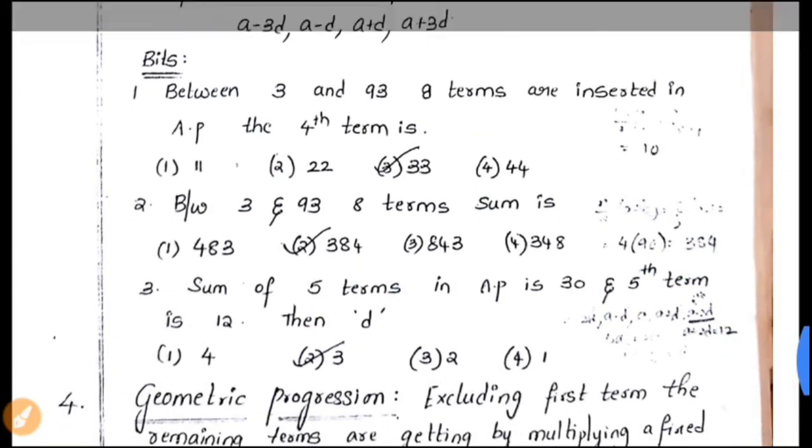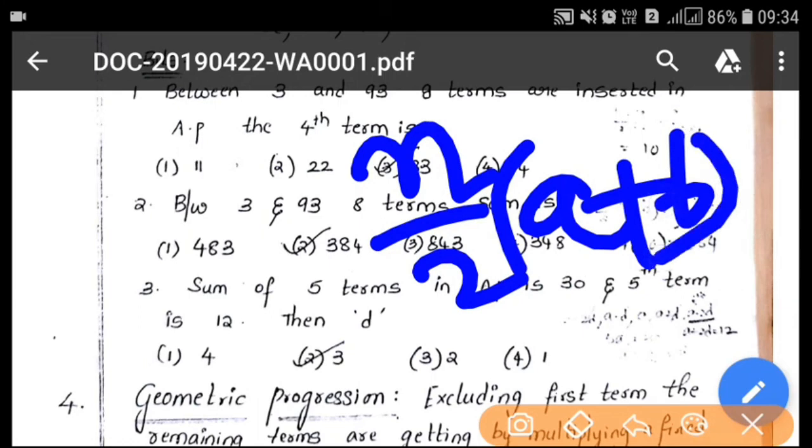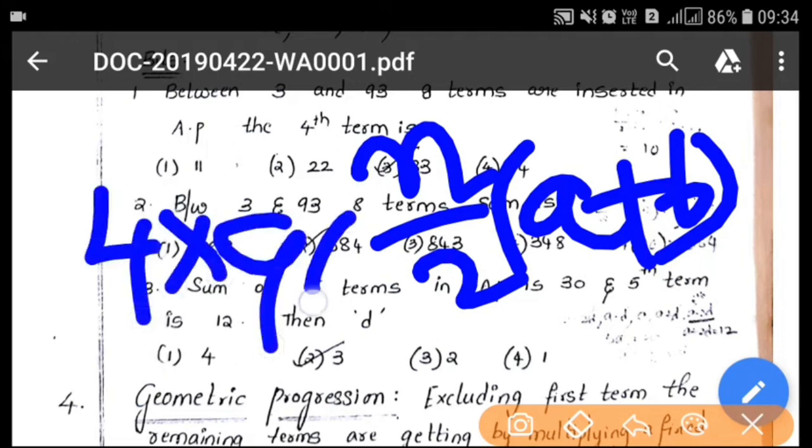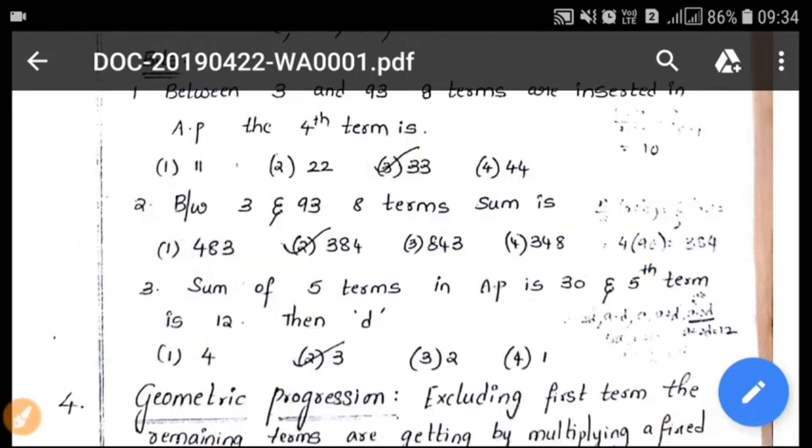Next, between 3 and 93, 8 terms are inserted. Then find the sum. We have already told the formula: n by 2 into (A plus B). Here n is 8 terms, so 8 by 2 means 4 into 96. 4 sixes are 24, 4 nines are 36, 38, 384. So 384 is the answer.